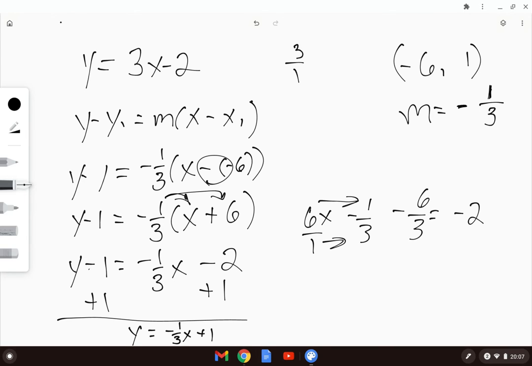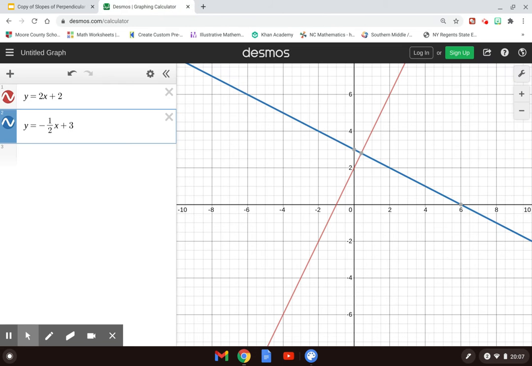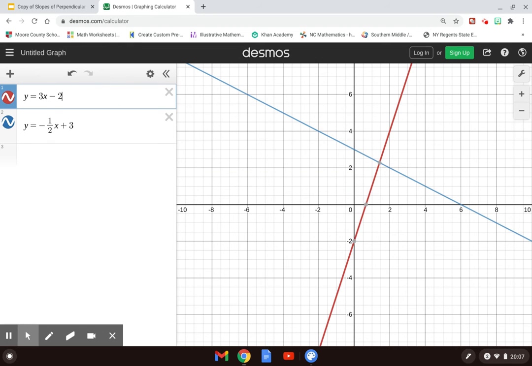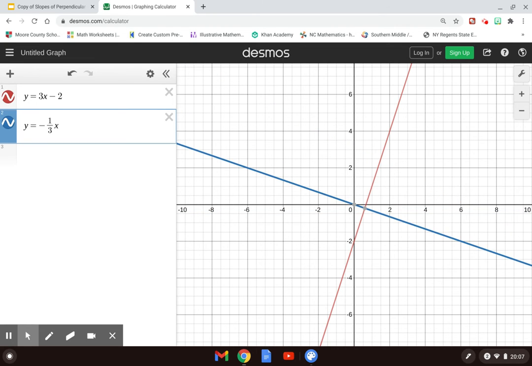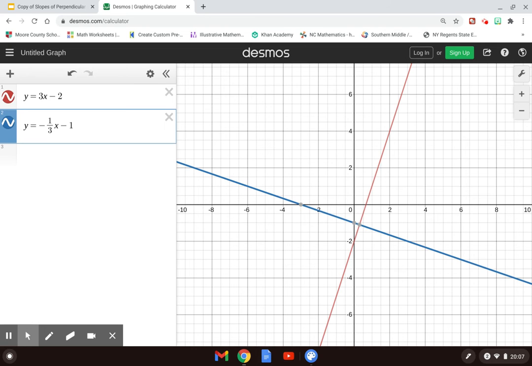All right, so here we go. The equation of the line that is perpendicular to y equals 3x minus 2 and passes through the point negative 6, 1 is y equals a negative 1/3 x plus 1. All right, so there's our two lines. They're perpendicular because they make a 90-degree angle, and the point we were looking for was negative 6, 1. And so right over here is your negative 6, 1.